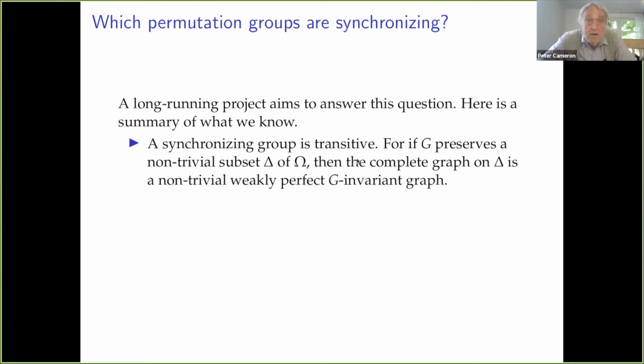So a synchronizing group is transitive. For if G preserves a non-trivial subset, you can take the complete graph on that subset with all the other vertices isolated. That's a weakly perfect G-invariant graph, and it's non-trivial.